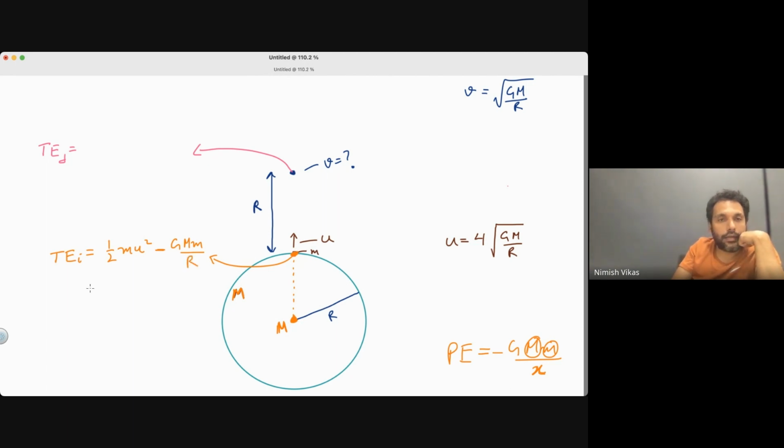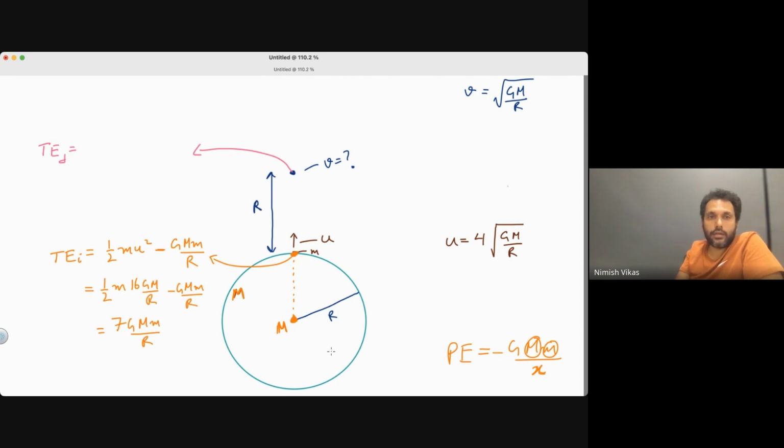Now I gave you U in wonderful format so that you can have some petty calculation happening over here. So you can replace your u square with how much? M, and u square is how much? 16 times GM by R. Okay, right? Minus GMm by R. What do you get? You get 8 minus 1, right? Which is how much? 7 GMm by R. Is that clear? That's your initial total energy.